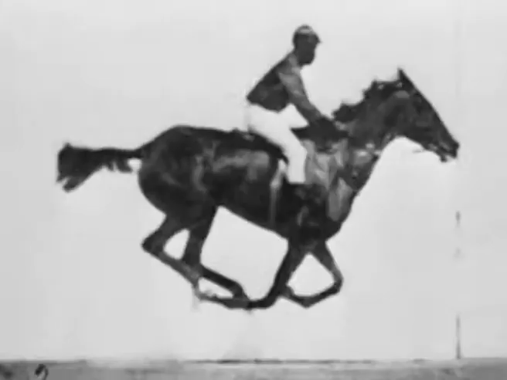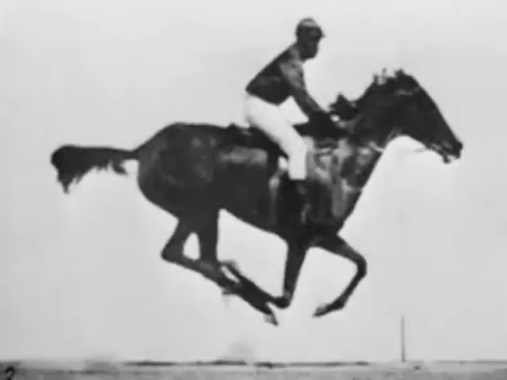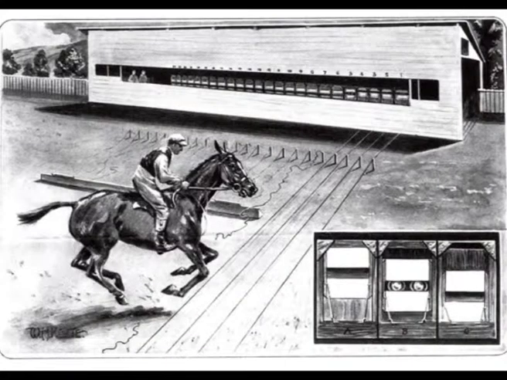Muybridge planned to take a series of photos on the 15th of June, 1878 at Stanford's Palo Alto Stock Farm. He placed numerous large glass plate cameras in a line along the edge of the track. The shutter of each was triggered by a thread as the horse passed. The path was lined with cloth sheets to reflect as much light as possible.